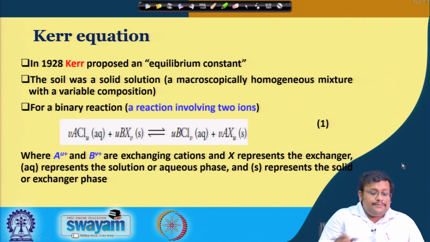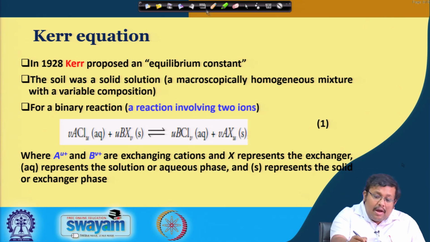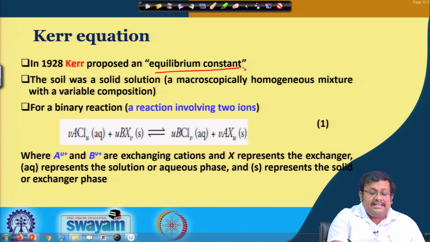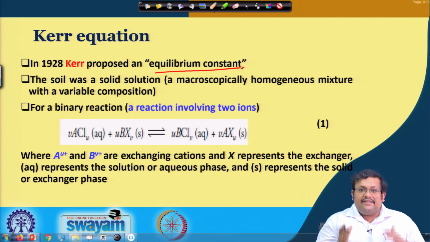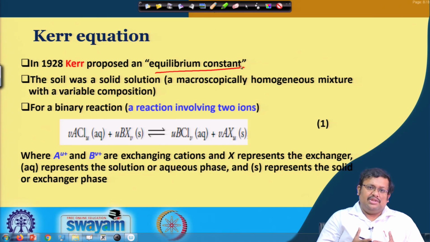So, let us first discuss Kerr's equation. According to Kerr in 1928, he proposed an equilibrium constant in soil. The soil is a solid solution, as I have told you, because it is a macroscopically homogeneous mixture with a variable composition. The soil is a very heterogeneous mixture, so it has a variable composition.